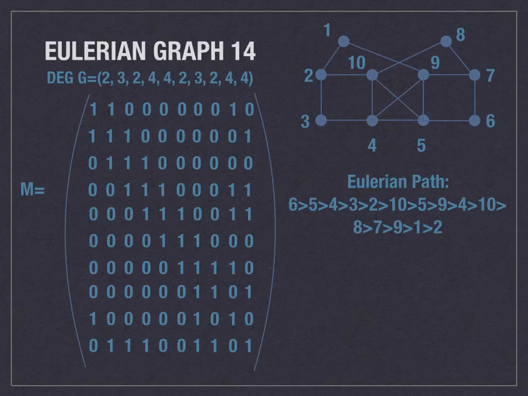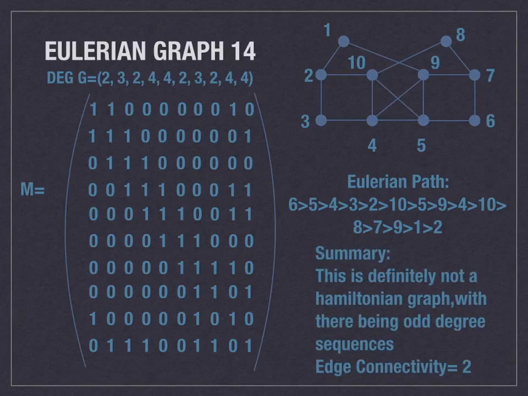Now, one of the things again that you look at that path, and you possibly could make a Hamiltonian graph or a path out of here, but not the way that it's drawn, not the path that I've taken either to solve the puzzle. So again, this is definitely not a Hamiltonian graph. And again, there are odd degree sequences.